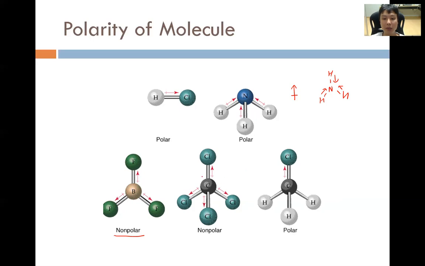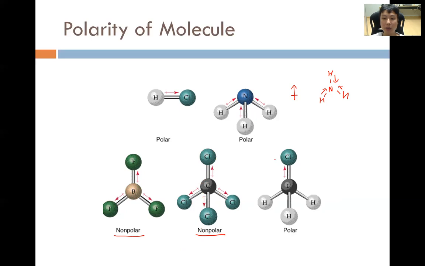Like this molecule is tetrahedral, you will draw arrows towards chlorine because chlorine is more electronegative than carbon. And when you add up these four bond vectors, you're going to get a zero vector because of the fact that this is a symmetrical molecule.